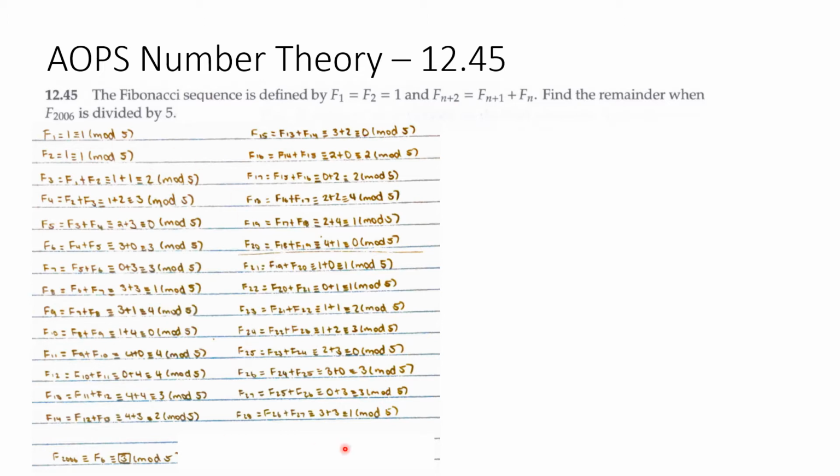When we do it all the way, it goes up to the 20th one, and then it repeats after this. So it goes 1, 1, 2, 3, 0, all the way to 4, 1, 0, and then it repeats the whole thing again. So it repeats every 20 terms. So f2006 is congruent to f6, which is congruent to 3 in modulo 5.